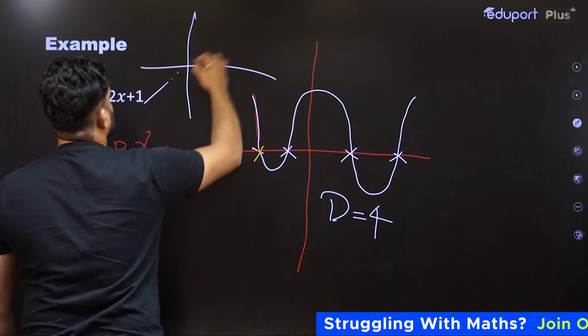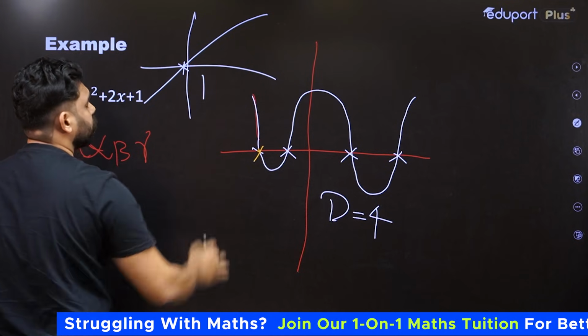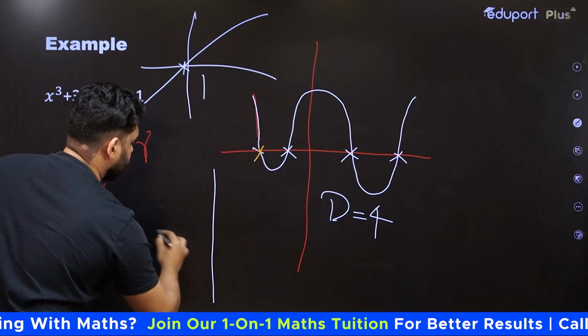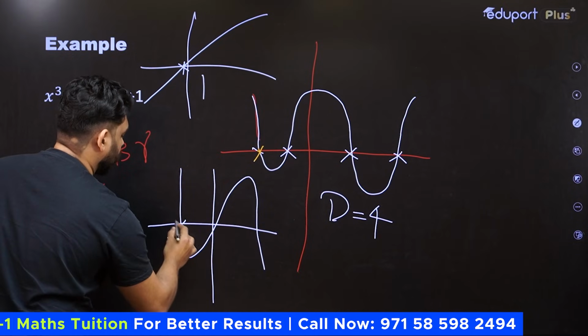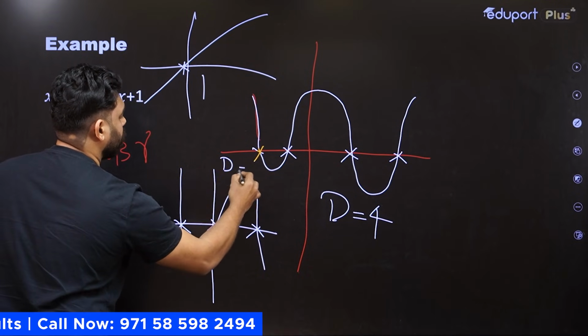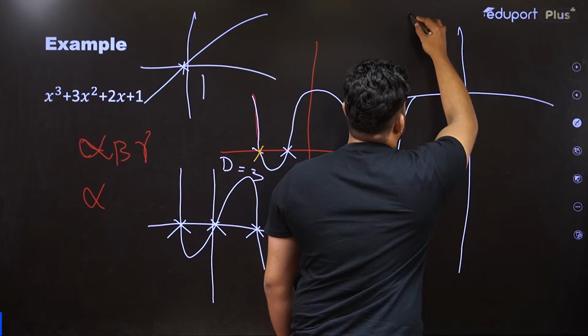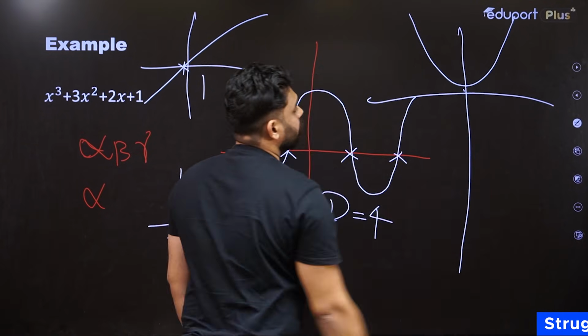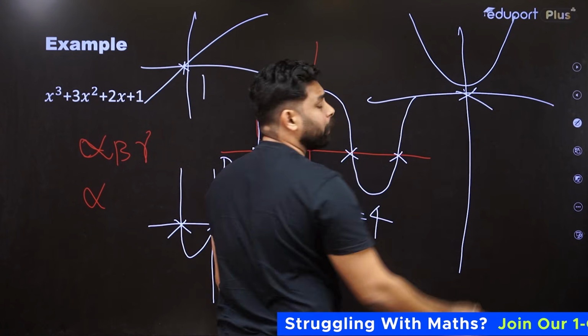If the graph is like this, how many times is it touching the x axis? 1 time. So the degree will be 1. If it is touching like this, how many times? 1, 2, 3. So here the degree will be 3. Just tell me what the degree will be here. It is not touching the x axis. So there will be no zeros.